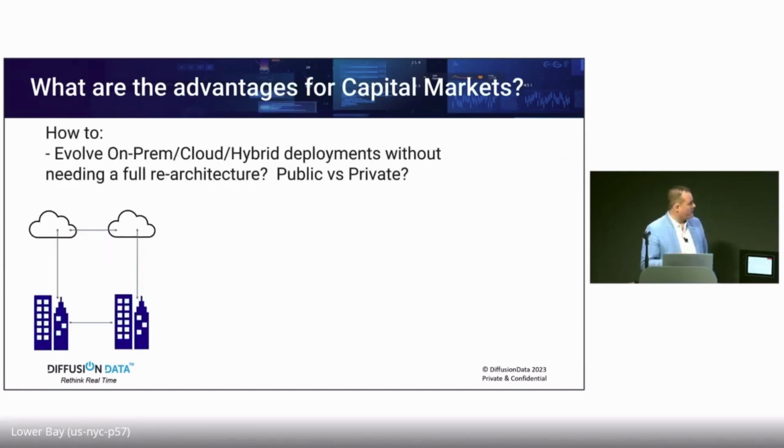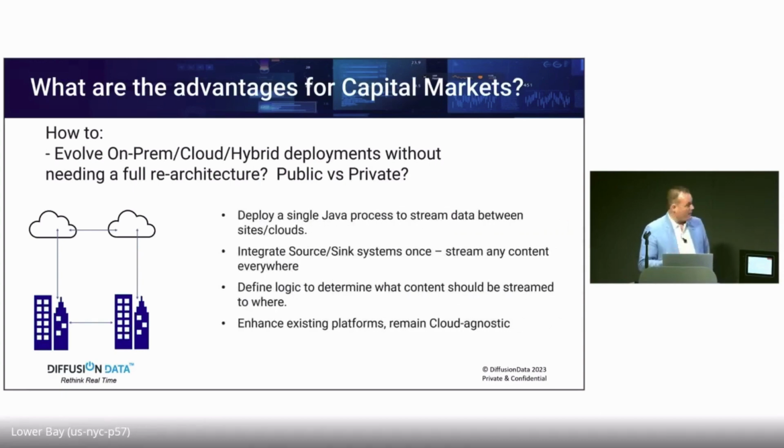So if we start with the first one, in terms of how we work alongside the existing on-premise infrastructures, we've mentioned previously that Diffusion is a single Java process. We can bring it up on-premise, we can bring it up in any of the clouds, and we can literally start streaming the data between the two processes. It's a simple line. It can be done programmatically. So we can start streaming data based on any event, programmatically, dynamically.